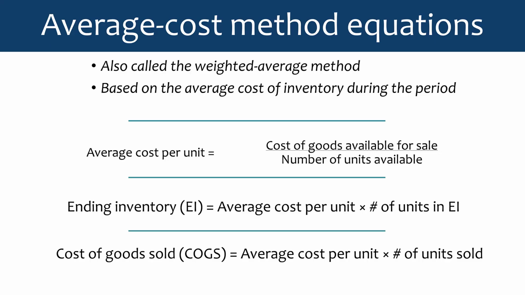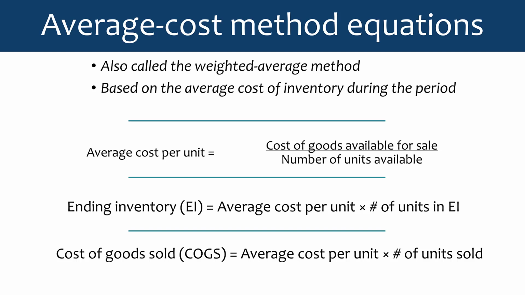The average cost method, again, sometimes called the weighted average method, is based on the average cost of inventory during the period. The formulas we will use are listed on the slide. The formulas are: average cost per unit is the cost of goods available for sale divided by the number of units available. Ending inventory is average cost per unit times the number of units in ending inventory. Cost of goods sold equals the average cost per unit times the number of units sold.